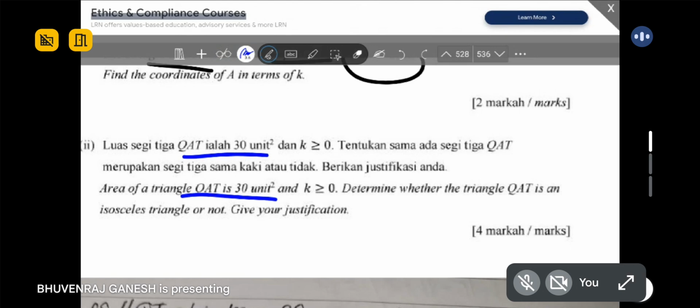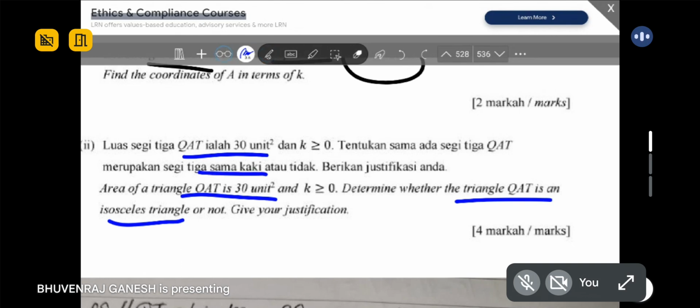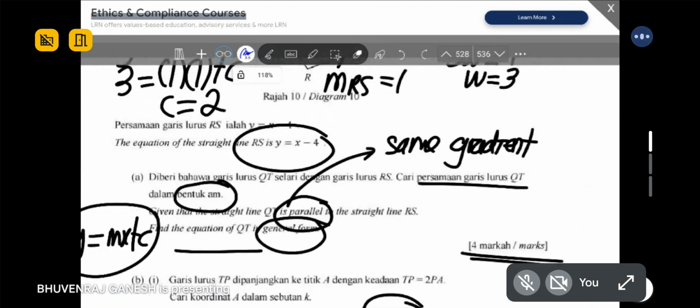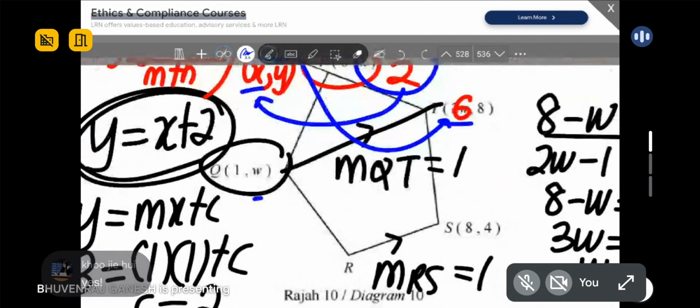Okay, so for luas QAT, they tell you it's 30 units square. So they ask you, is triangle QAT isosceles or not? Adakah dia kaki sama atau tidak? So very simple, guys. First step, you try to find your K value. So they tell you QAT is 30. So coordinate Q you have is 1, 3. W just now you get 3.